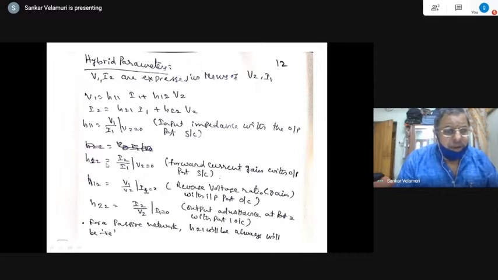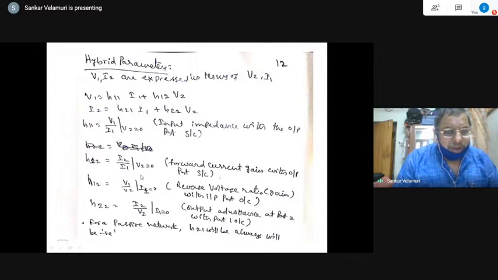Sorry, I think this should be H21. That is where I'm getting confused. Please correct it. So H21 is equal to I2 by I1 when V2 is 0. V2 is 0 means the output port is short circuited. That means I1 is still the excitation one. That is where we have to treat the parameters as such. So H21 is equal to I2 by I1 and V2 is equal to 0.